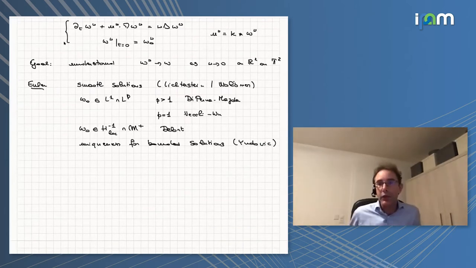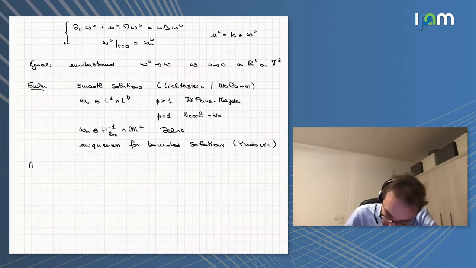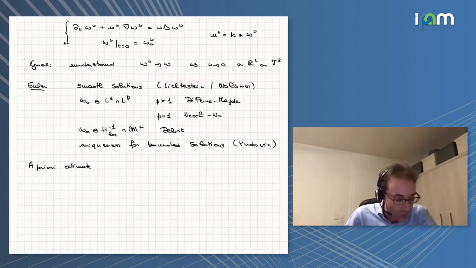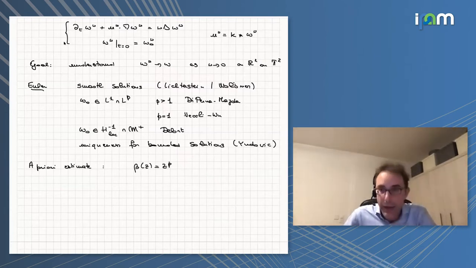Let me tell you what is the basic a priori estimate, which is in a sense the key for many of these results. It's a basic a priori estimate for the vorticity, and this has some connection with the renormalization theory for continuity and transport equations, on which I will focus in a while. If we consider the function beta of z given by z to the p, we can take our equation in vorticity form, multiply, at least formally, the Navier-Stokes equation in vorticity form times beta prime of omega, and then we get the following equation.